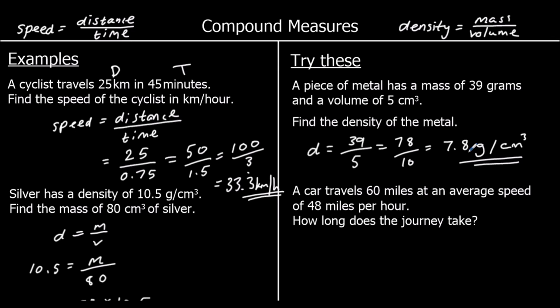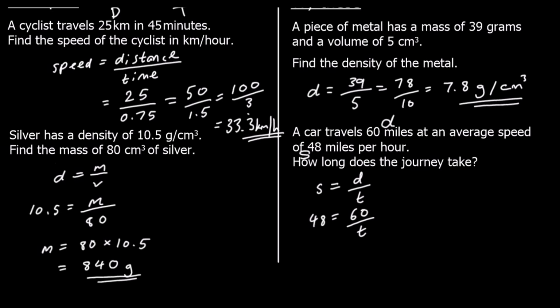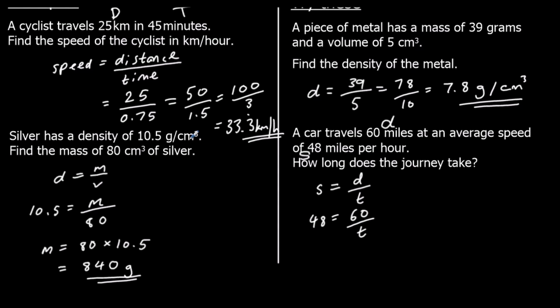And the second one, a car travels 60 miles, that's the distance, at an average speed of 48 miles an hour, that's the speed. How long does the journey take? So speed is distance over time. We're finding the time. So we've got 48 equals 60 over the time. So we need to get t by itself. We can multiply both sides by t, which will give us 48t equals 60. And then divide both sides by 48. So t will be 60 over 48.